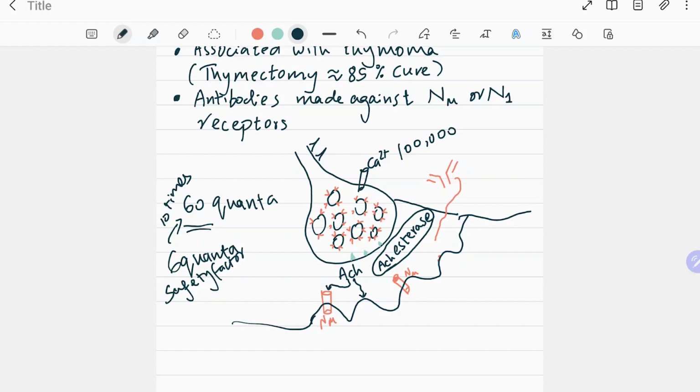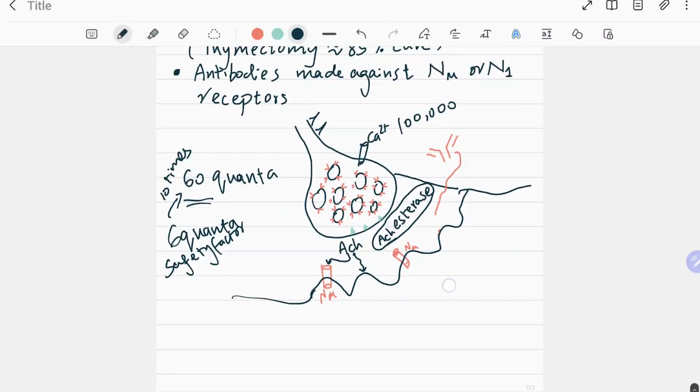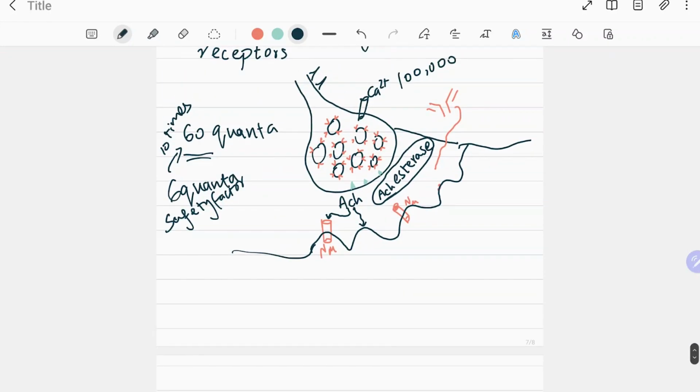So what happens is the person who comes with myasthenia gravis is going to be fine in the beginning, but if you make him do a repetitive movement, something like combing the hair or chewing food, what you call mastication, or running a comb through the hair, you're doing the movement multiple times again and again.